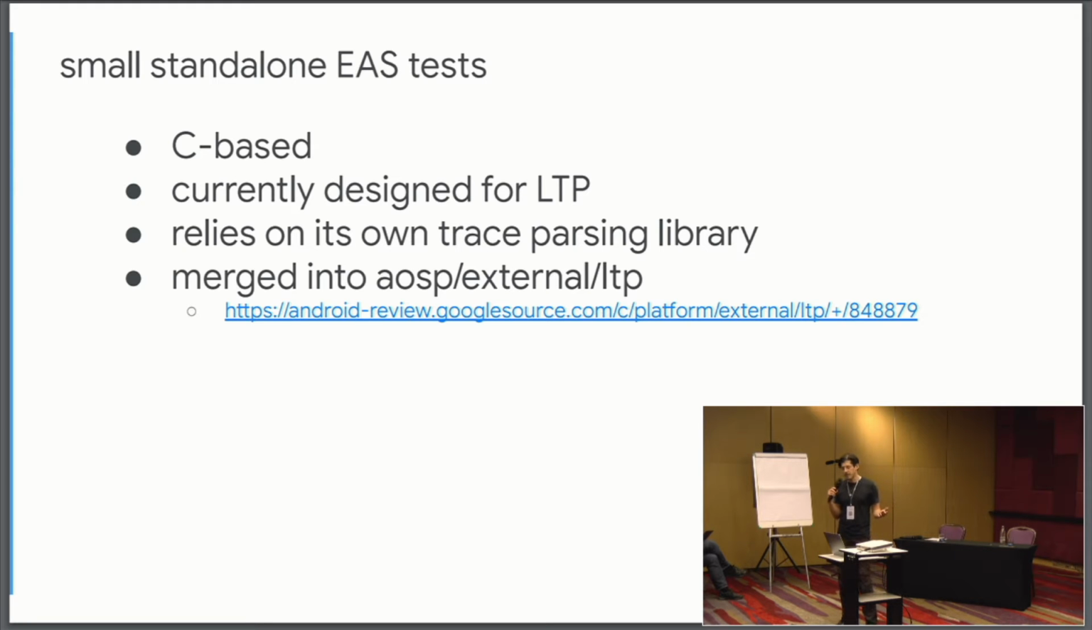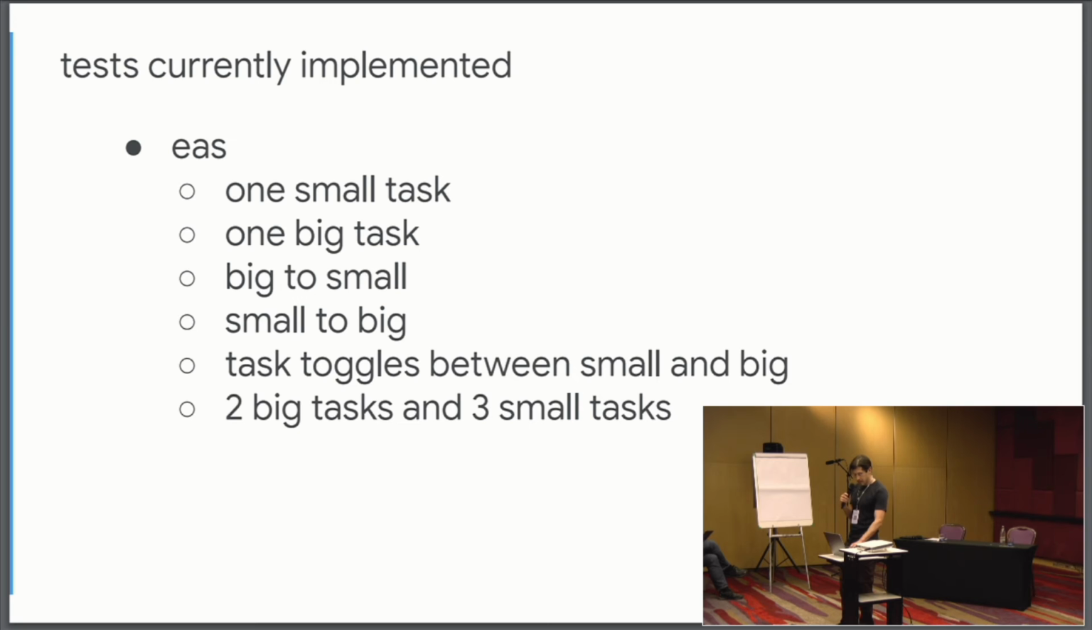In the future, I'd like to utilize something better. I'm aware of an effort with trace-cmd to turn this into a proper library, I think it's called libtrace, I forget, I think it's in my future work slide. It would be nice to use that instead. This initial set of tests that I'm about to describe is merged into AOSP's fork of LTP, so you can go and check it out. The link to the commit is there, and you can have a look at it and try it.